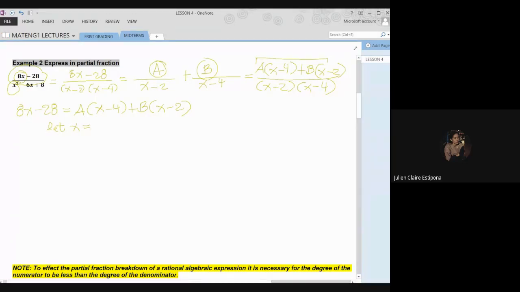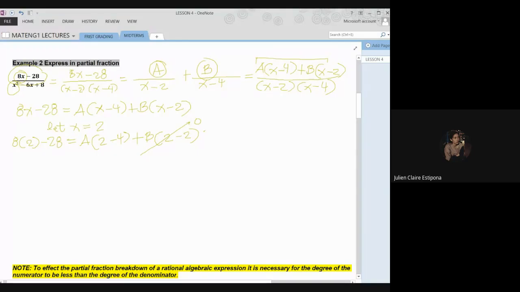So, if we are going to let x is equal to 2, since if we are going to substitute 2 there from the coefficients of b, diba, that is 2 minus 2 is still equal to 0. So, we have canceled b already. So, we can get the value of a already, okay? So, if we are going to substitute 2 in our equation, that is 8 multiplied by 2 minus 28 is equal to a multiplied by 2 minus 4 plus b multiplied by 2 minus 2. So that is equal to 0. Okay, so we may obtain the value of a already there.